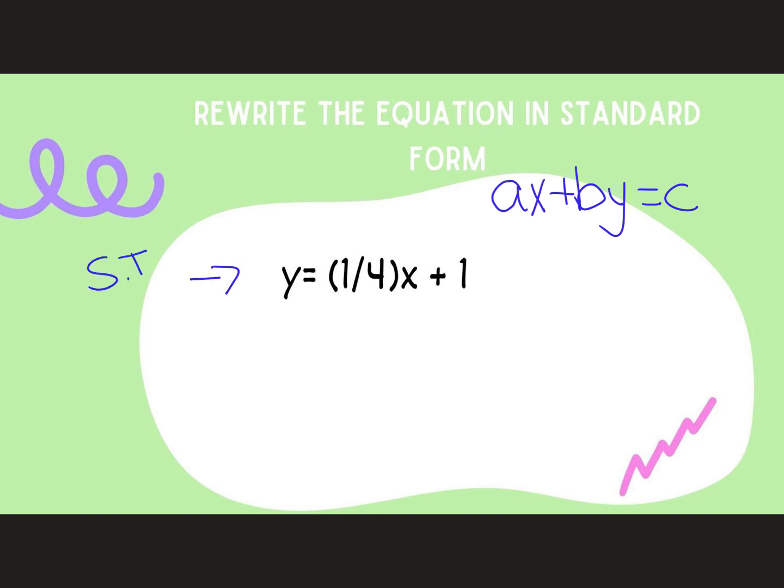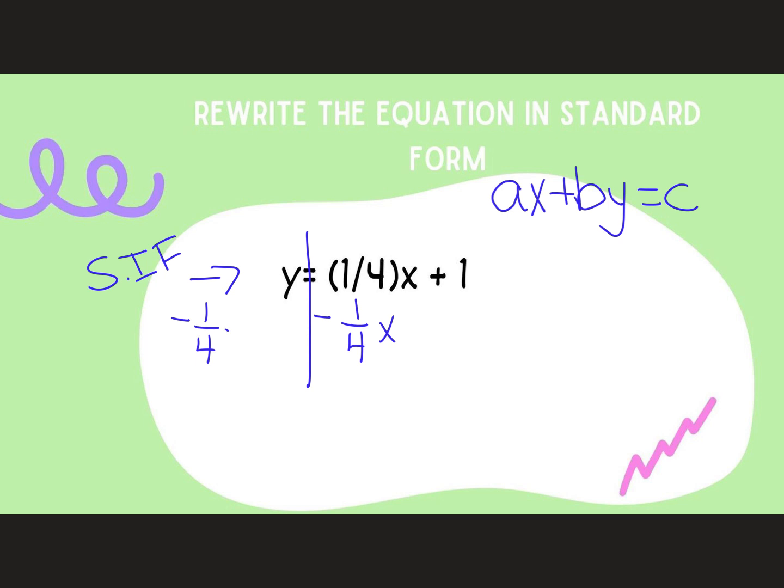This is in our slope-intercept form. Great for finding our slope and our y-intercept, but if I wanted to know my x and my y, or my x-intercept, I want to put this into standard form. So the first thing is, let's get our x and our y together. I'm going to subtract 1/4 x from both sides.